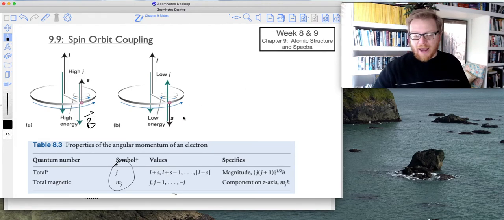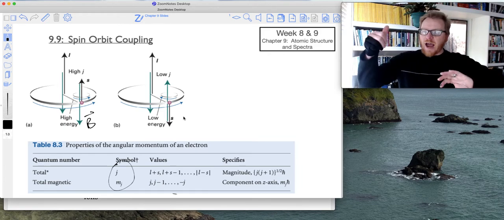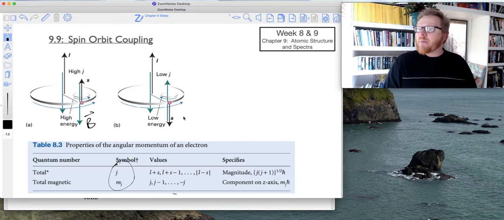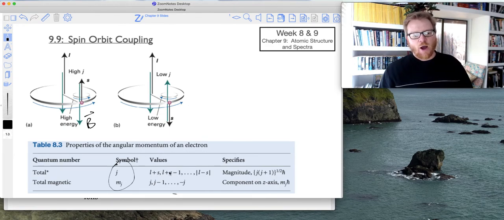Then we have the low J, and the low J is given when the electron is spinning in the opposite direction as it's rotating. And so now you end up creating competing magnetic fields as well as competing angular momentum. And J is given by L plus S, minus 1, all the way down to L minus S. And mj takes on all values j, down to j minus 1, all the way to negative j. And just like we did with L and S, there's a total magnitude from the total spin j, and there's also the component on the z-axis given by mj h bar.